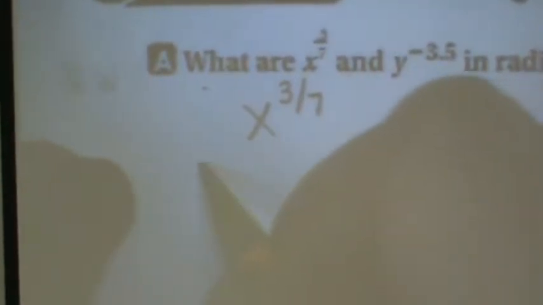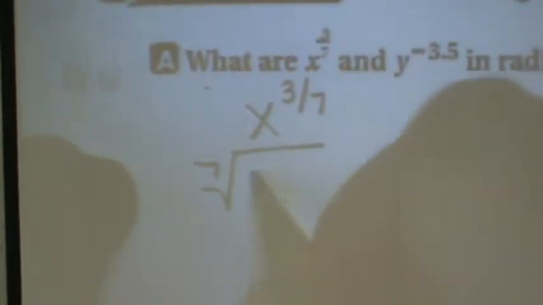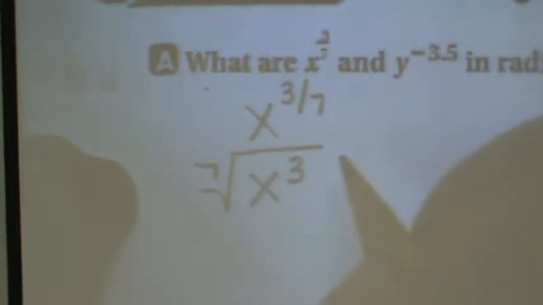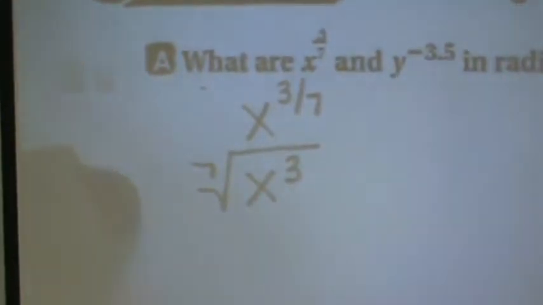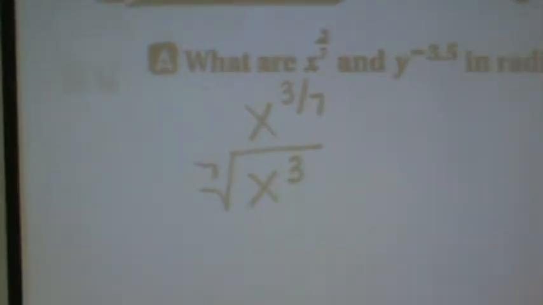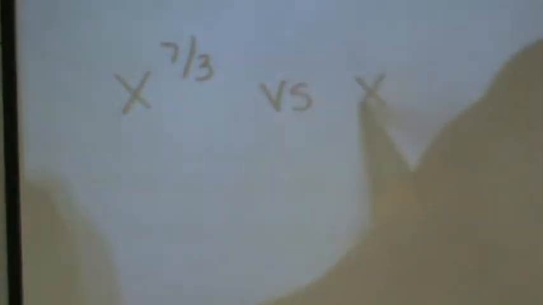What's the index? The seventh root of x cubed. x cubed, excellent. Now, if it were top heavy, I'm just going to go one step further with you guys. Do you know what I mean by top heavy or bottom heavy? The numerator would have been bigger. Yeah, so let's investigate this for a second. So we've got x to the 7/3 versus if it were x to the 3/7. This is bottom heavy, this is top heavy.